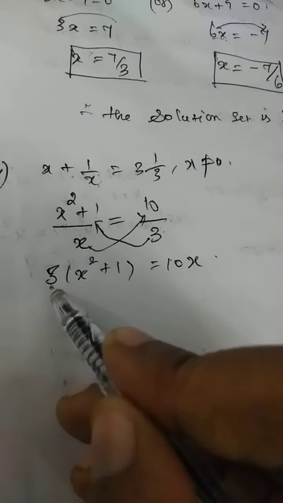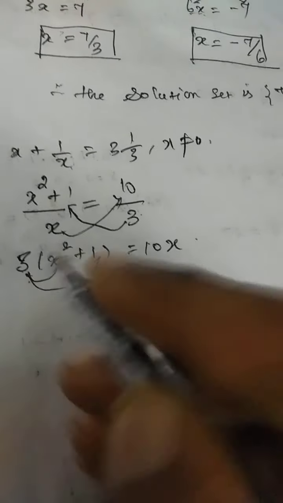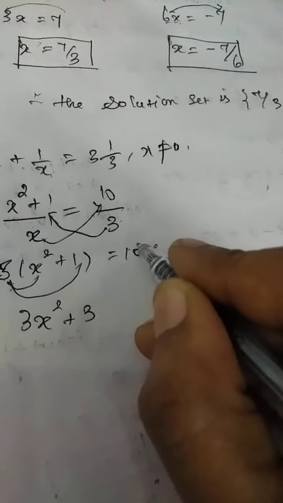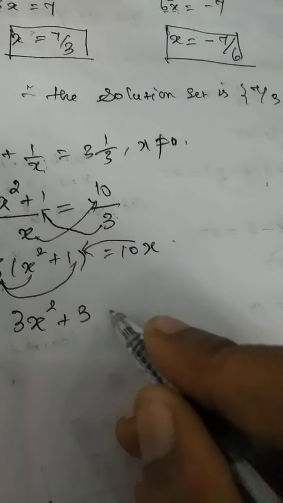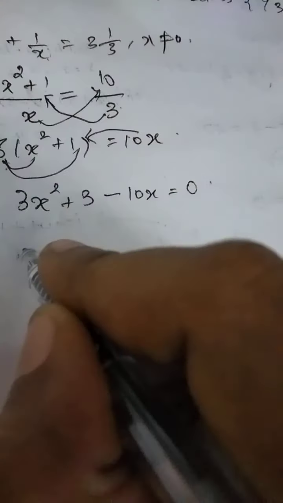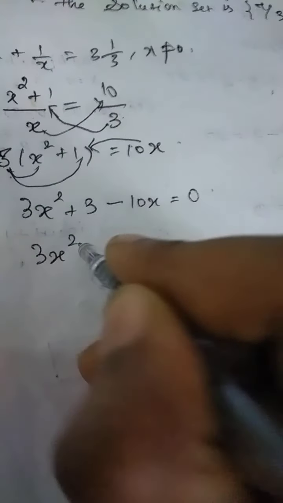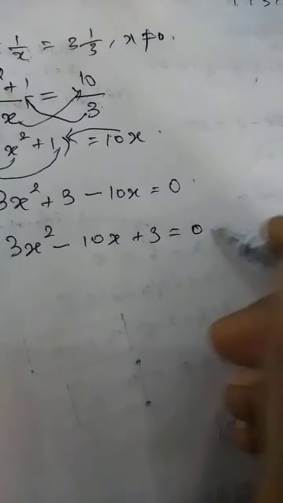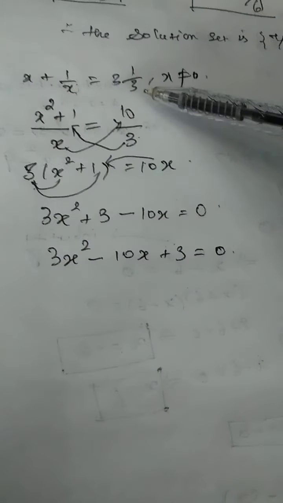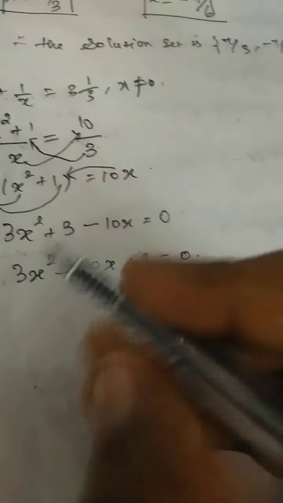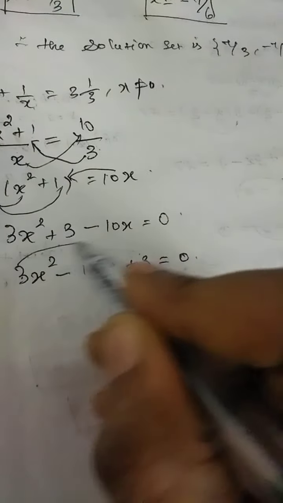Then we want to remove the bracket, in the sense multiply this 3 inside, so this is 3x square plus 3, and then you transpose 10x to this side, minus 10x plus 10x will change into minus 10x. So write it in the standard form: 3x square minus 10x plus 3 is equal to 0. So after we have solved the problem, we reach the quadratic equation, right? After you reach the quadratic equation, we want to find the product.